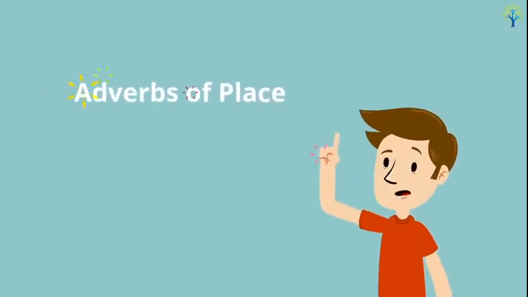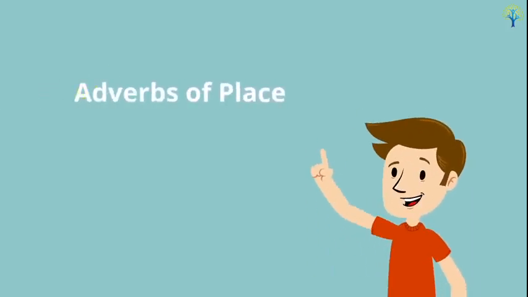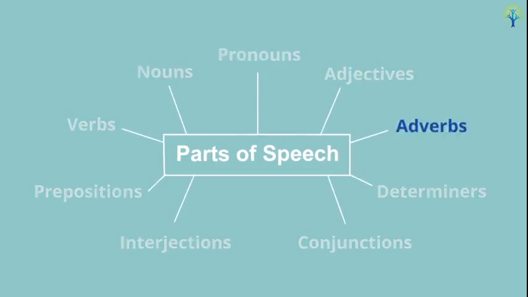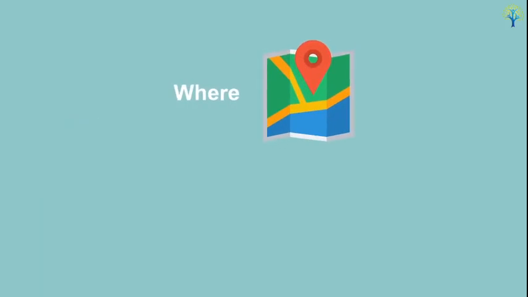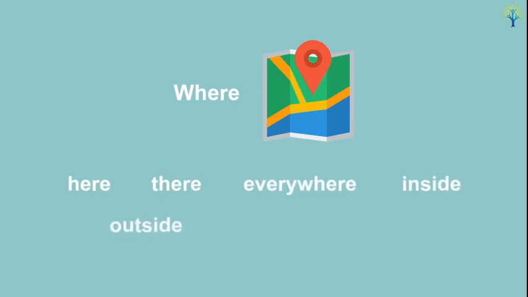In this video, you will learn about adverbs of place. This topic is a part of adverbs. Adverbs of place tell us where something happens. Some examples of adverbs of place are here, there, everywhere, inside, outside, away, and around.